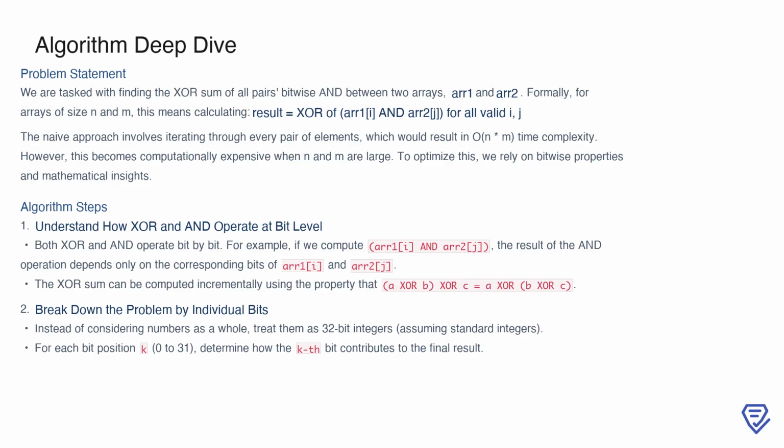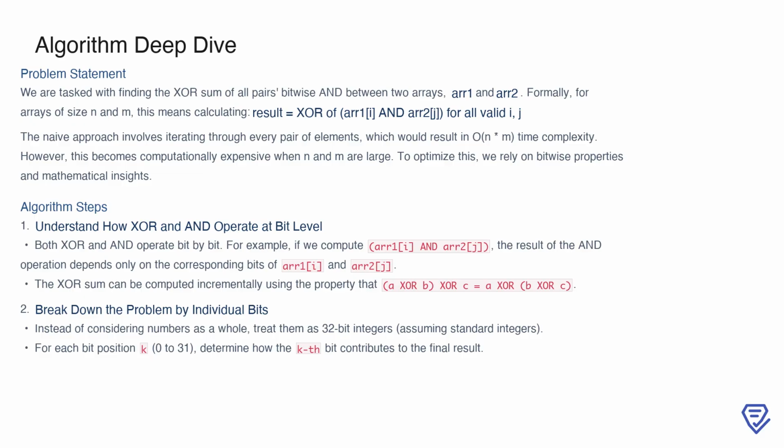However, this approach has a time complexity of O(n*m), which can become infeasible when the sizes of the arrays are large. To optimize this, we can leverage the properties of bitwise operations and mathematical insights. First, it's important to understand that both XOR and AND operate at the bit level, meaning they process one bit at a time independently of the others. This allows us to decompose the problem into smaller, manageable computations for each bit position.